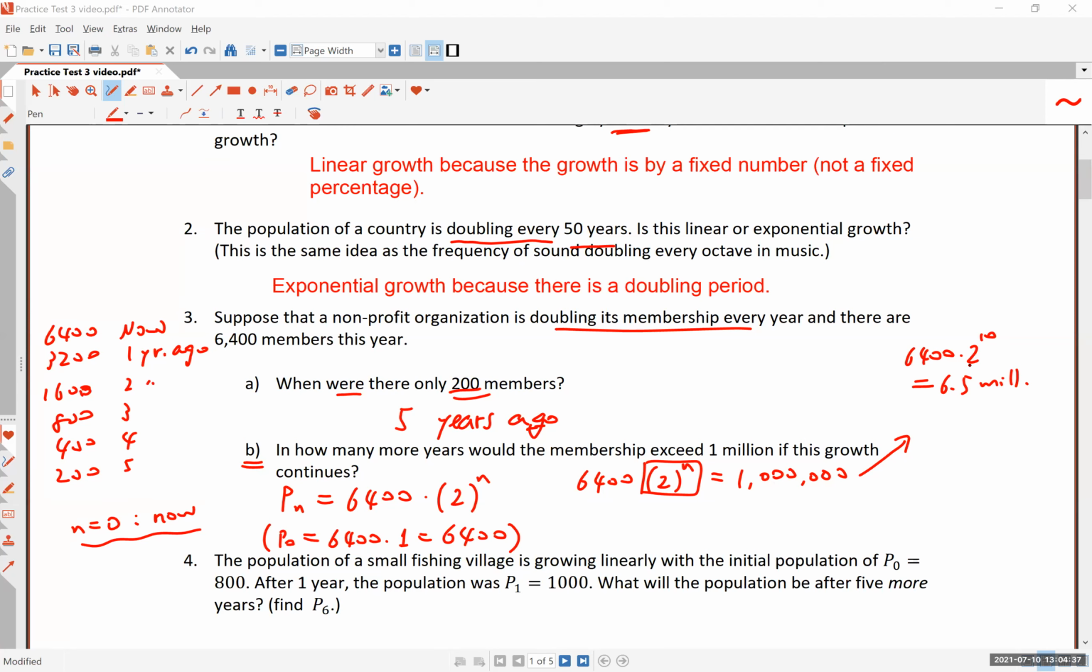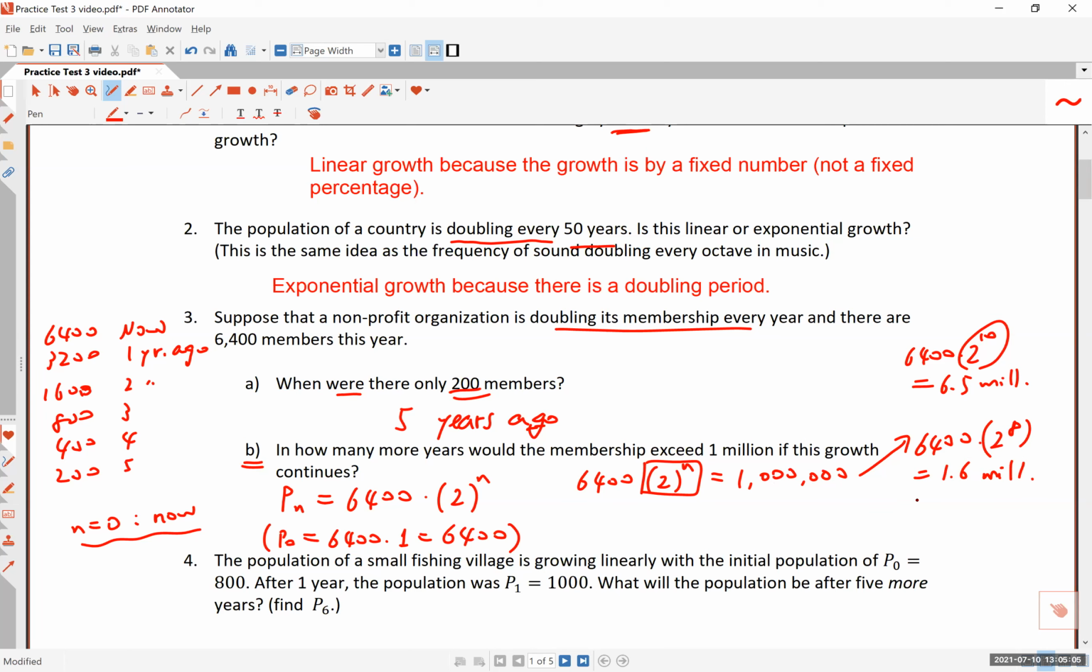You will find that this times 6,400 is 6.5 million. But that gives you a really nice idea, because 1 year before that would be about 3 million. 2 years before that would be 1.5 million. That's year 8. So the answer should be about 7 or 8. So let's go ahead and try 6,400 times 2 to the 8th. And you'll find that this is about 1.6 million, right?